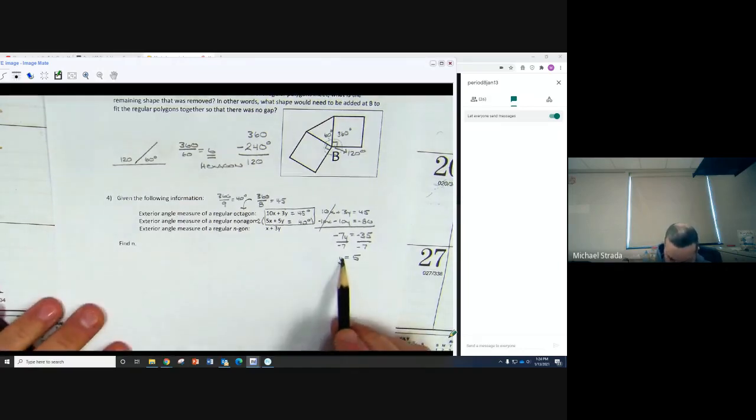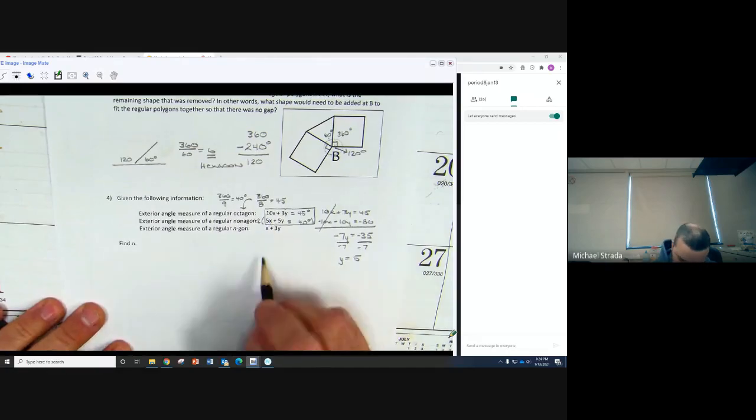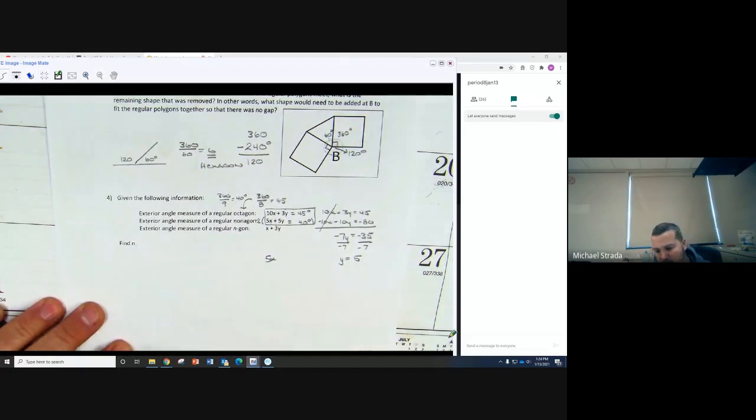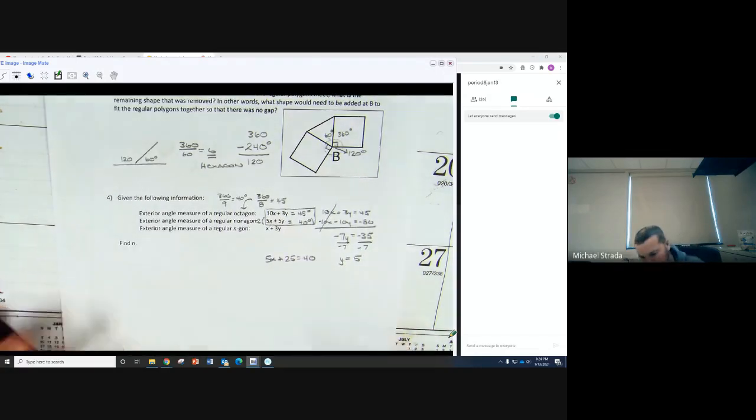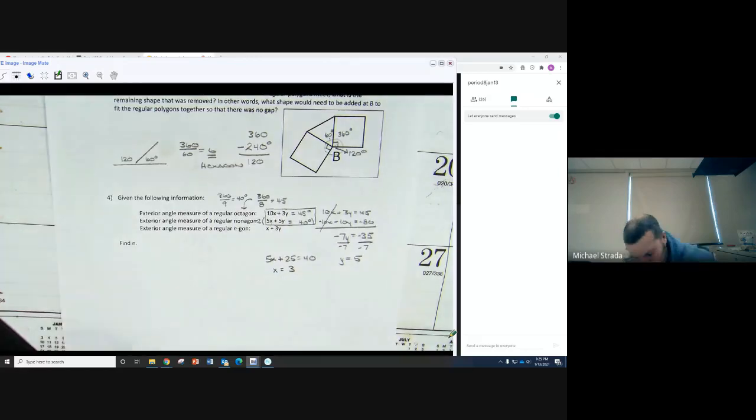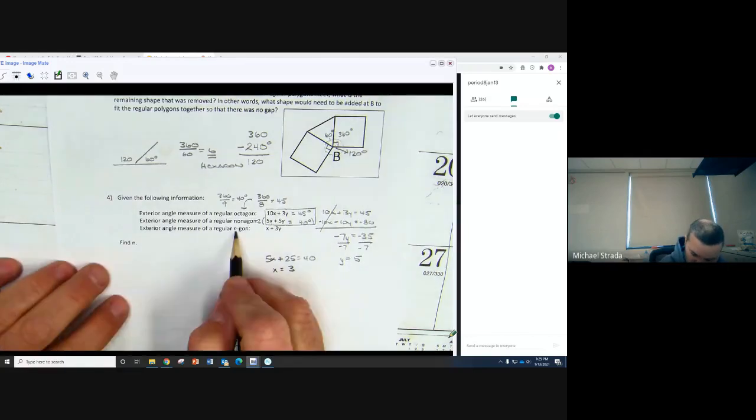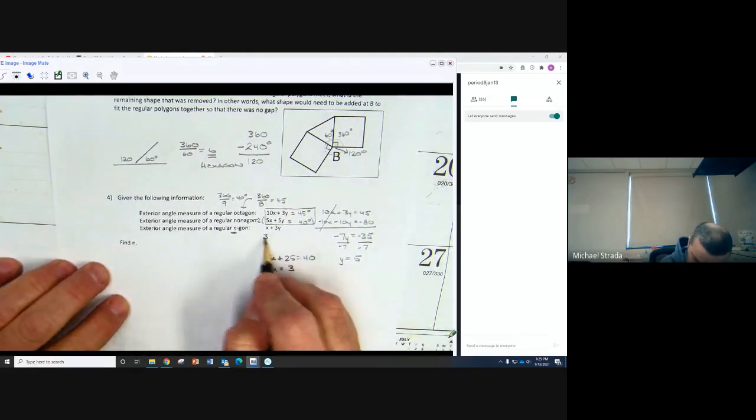I'm then going to take that and plug it into either one of these equations. If I plug it into the bottom one, 5x plus, if y is 5, 5 times 5 is 25, and set that equal to 40. Subtract 25, divide by 5, and x comes out to be 3. Why is that important? Because we're trying to figure out n. I plug them both back in, so now this becomes 3 plus 3 times 5.